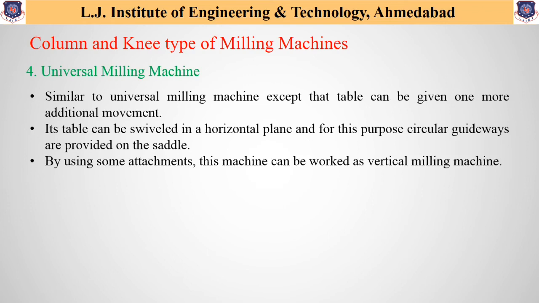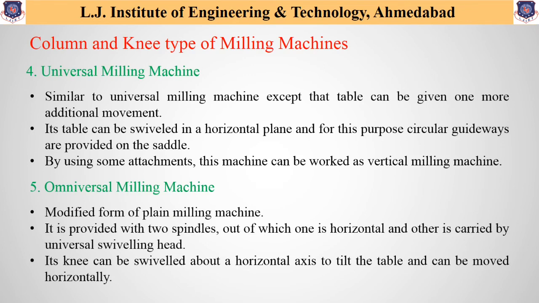Next machine is the omniversal milling machine, and it is also a modified form of this plain milling machine. The major difference of the omniversal milling machine compared to other machines is this: as we have discussed, if we remember, the horizontal milling machine has only one spindle. The vertical milling machine also has one vertical spindle. The universal milling machine, being one type of horizontal milling machine, has only one horizontal spindle.